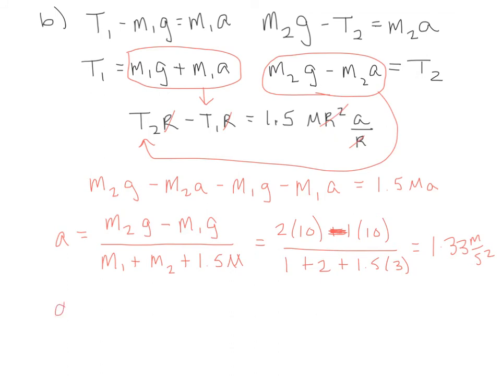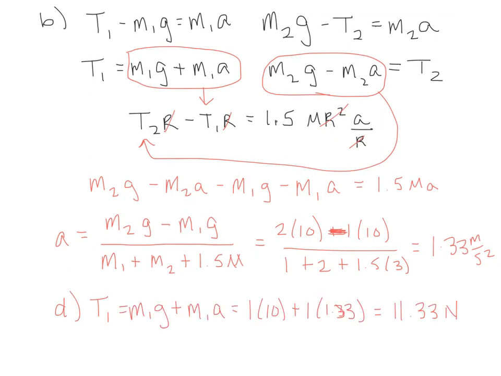Then for part D, it asks us for the tension for the mass M1, so that's just T1. We already figured out earlier that equals M1G plus M1A, so we just plug that back in and solve. So once we do that, T1 equals M1G plus M1A, and it comes out to 11.33 newtons. And then finally we have to do part E, and we'll do that on the next page.